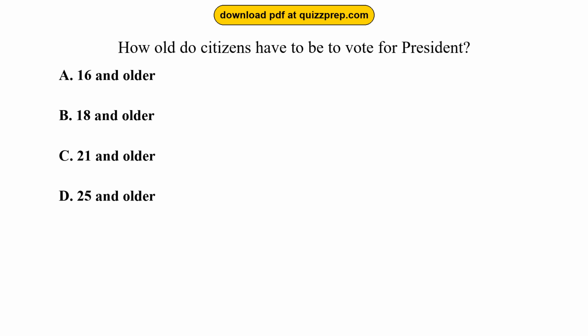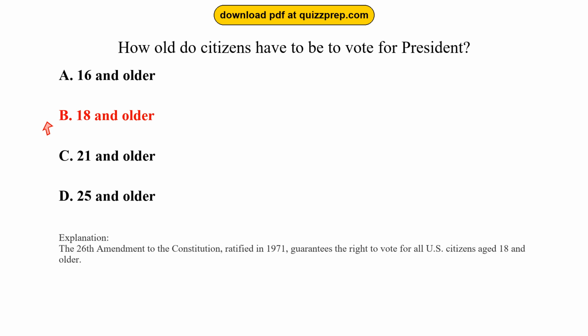Question 99. How old do citizens have to be to vote for president? Option A, 16 and older. Option B, 18 and older. Option C, 21 and older. Option D, 25 and older. The correct answer is option B, 18 and older. The 26th Amendment to the Constitution, ratified in 1971, guarantees the right to vote for all U.S. citizens aged 18 and older.